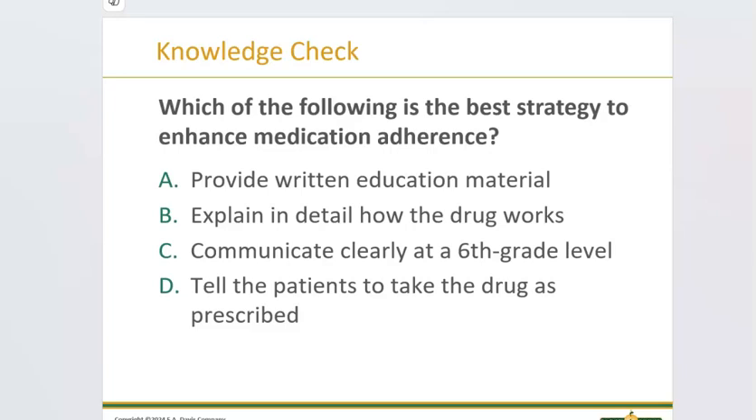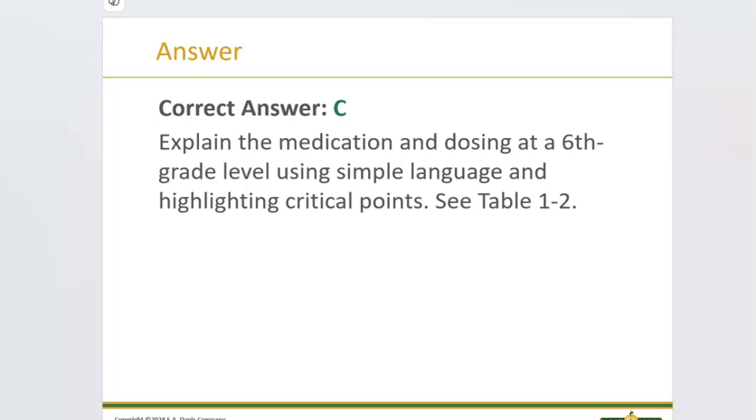So we have these lovely little knowledge checks, which is really nice, throughout the PowerPoints. Which of the following is the best strategy to enhance medication adherence? A, provide written education. B, explain in detail how the drug works. C, communicate clearly at the 6th grade level. Or D, tell the patients to take the drug as prescribed. And this answer exists within your book, and the correct answer is C.